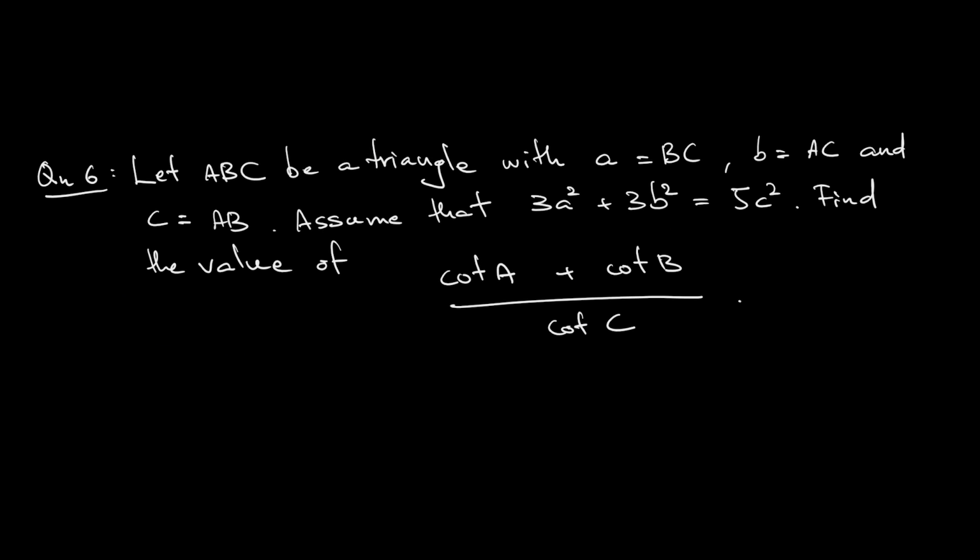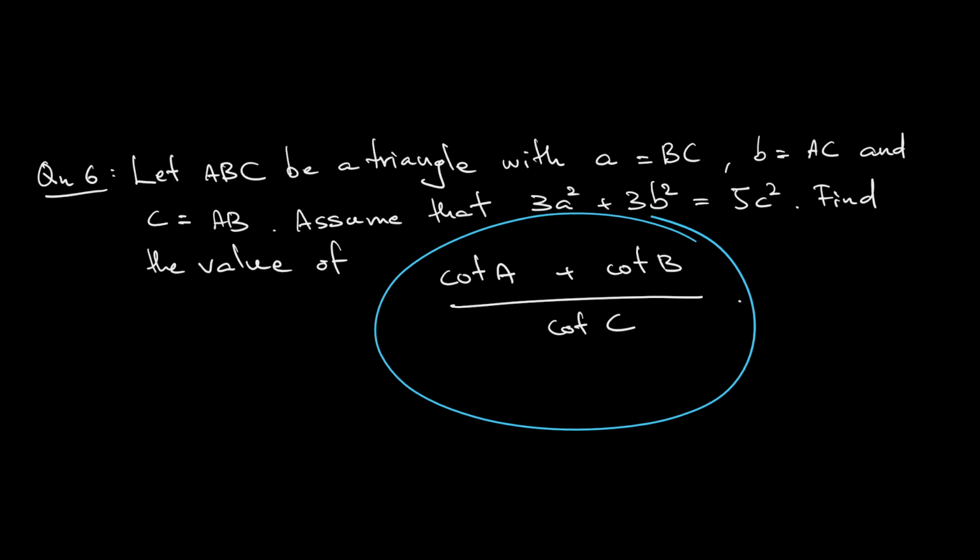Okay, moving on, question 6. ABC is a triangle with the length BC equal to a, the length of side AC equal to b, and the length of side AB equal to small c. Assume that it's given that 3a squared plus 3b squared is equal to 5c squared. The question asks you to find the value of this expression: cotangent A plus cotangent B over cotangent of angle C.